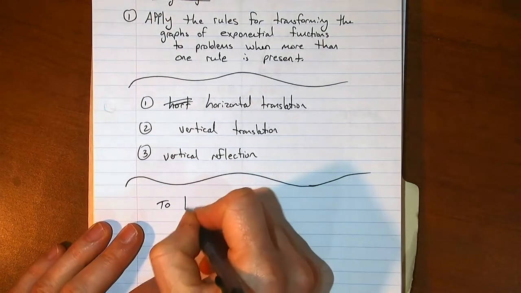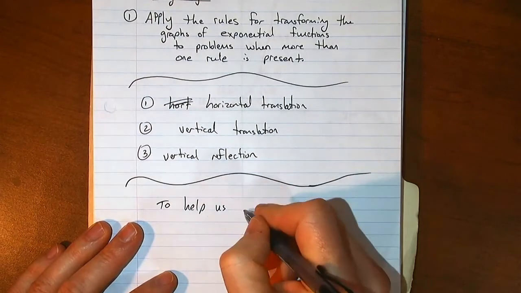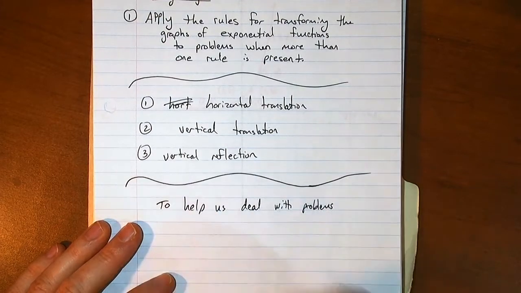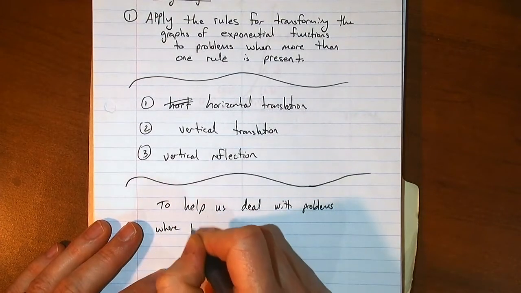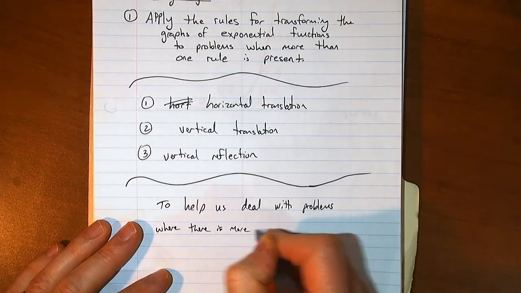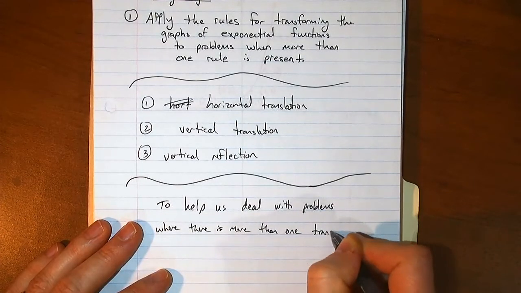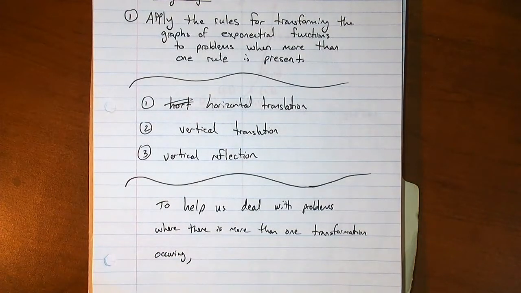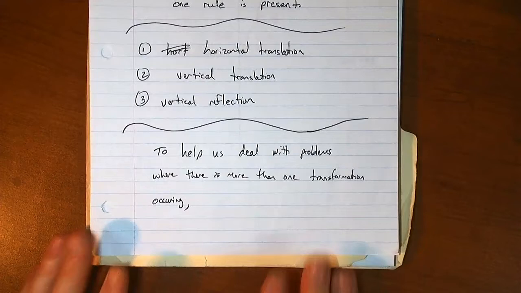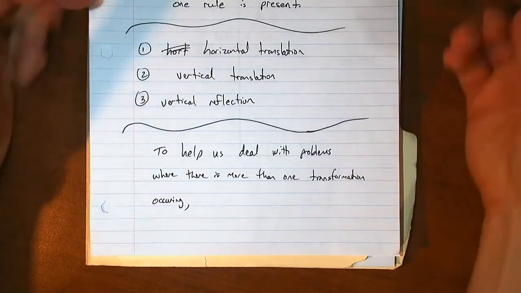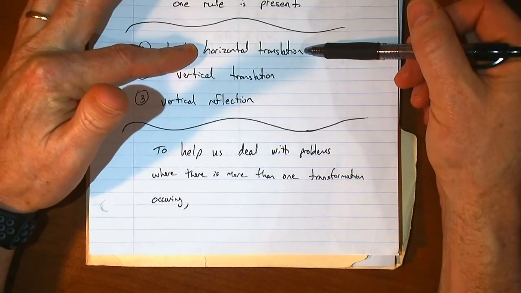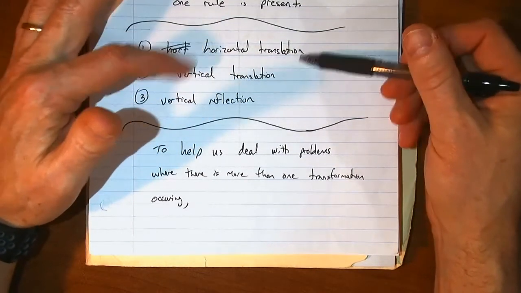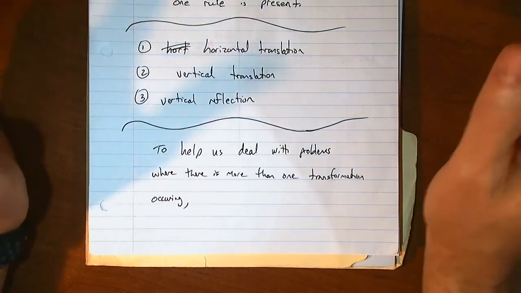So to help us deal with problems where there is more than one transformation occurring, we need something to help us sort them out. Well, the rules will sort themselves out, right? Remember, for example, this rule dealt with things that are happening to the x, but this rule dealt with things that are happening to the function, to the equation. It'll be easy for me to tell those two things apart. So sorting them out is not going to be the problem. The problem is going to be knowing what order to do them in.